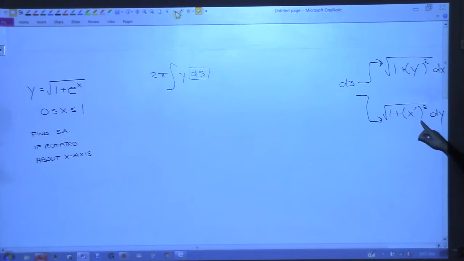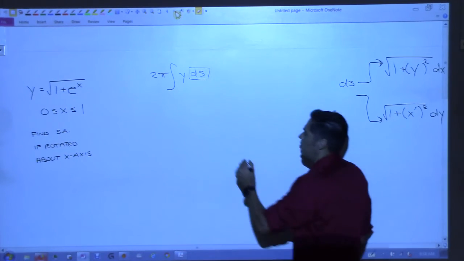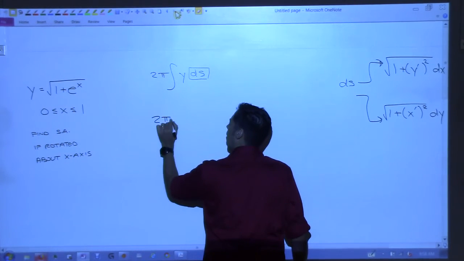So the question is, which of these is easier? Y prime, because it's already solved for y. If I did x prime, I'd have to solve that for x, and then my integral would be with respect to y. Here it's going to be with respect to x. Understand? So I think I'm going to like this one better. So I'm going to rewrite this 2 pi integral.